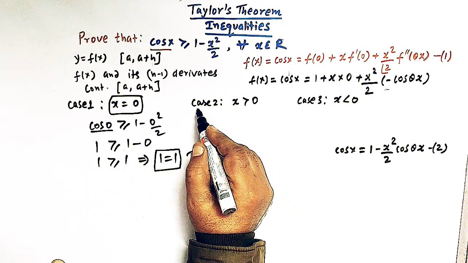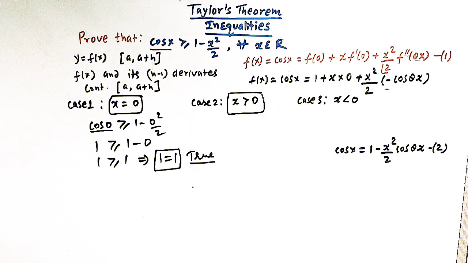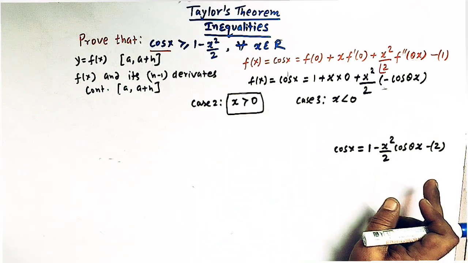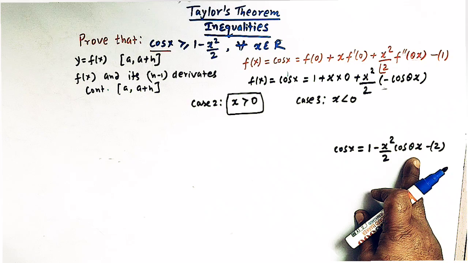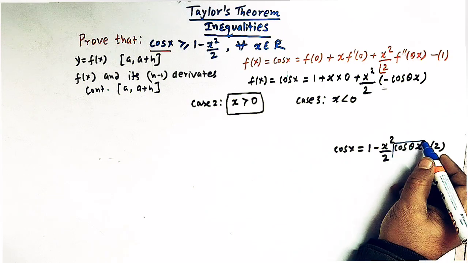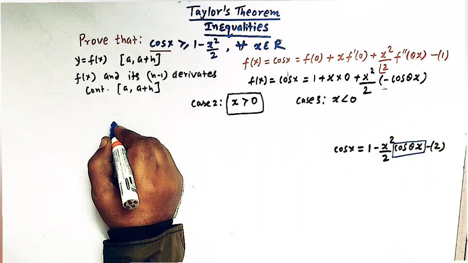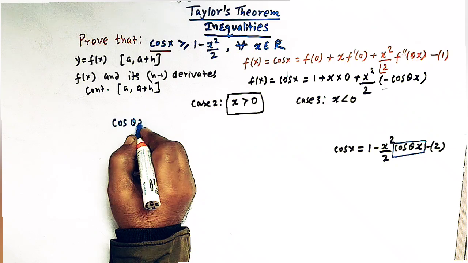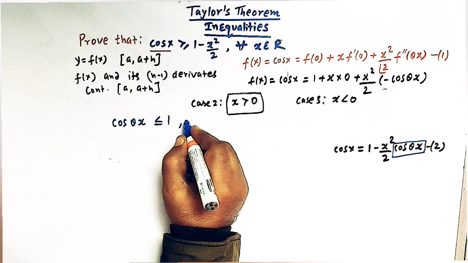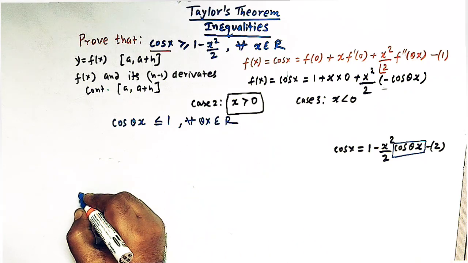Now let us consider case 2 when x is greater than 0. So now when x is greater than 0, let us start with this equation number 2, right? Now here we can see that we have this term, that is cos theta x, and we know that cos of theta x is always less than or equal to 1 for all theta x belonging to the set of real numbers, right?